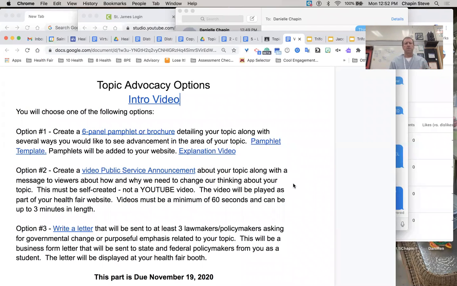All right, so I want to talk to you briefly about option number one here. This is a six-panel pamphlet or brochure detailing your topic, along with what you would like to see advancement in within the area of your topic. Okay, so we got a template that you can use.